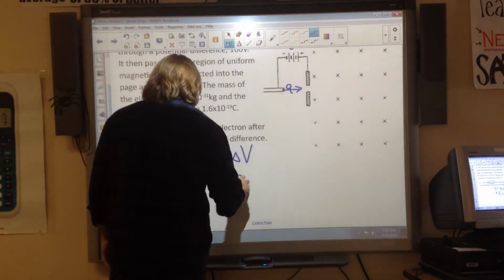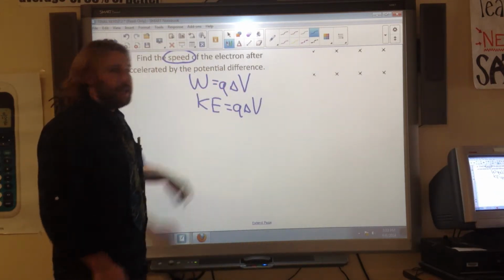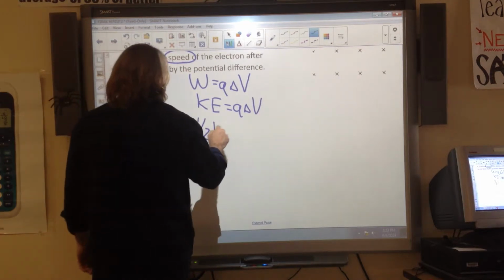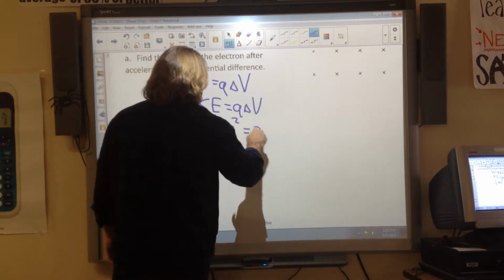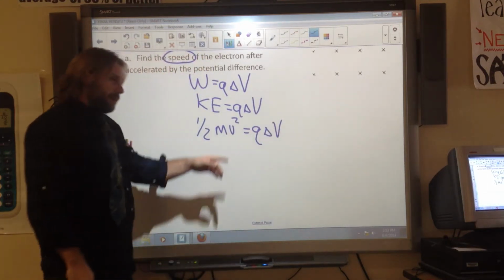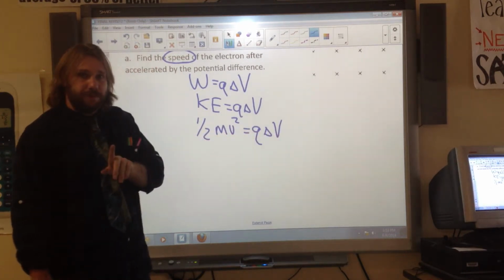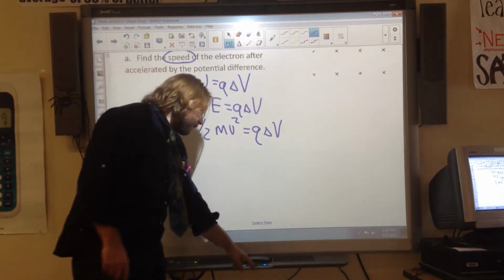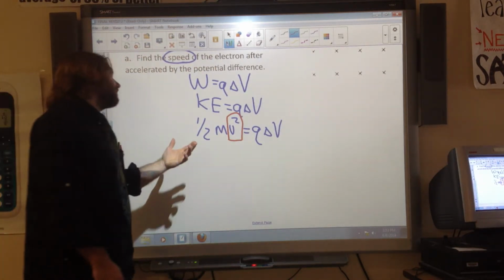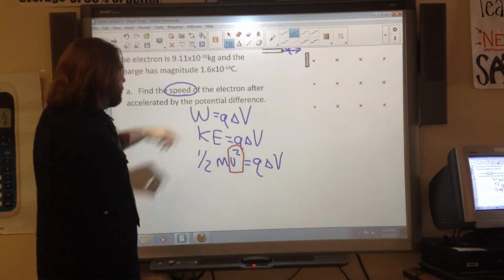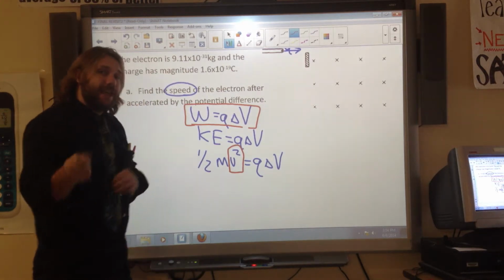KE is now going to be your q delta V. Whatever I get for work, I'll plug in and set equal to KE. And then I use my equation, 1/2 m v squared equals q delta V. I'm going to solve for this velocity. Remember, these two V's are different. This is voltage, this is velocity. Don't confuse them. I'm going to solve for this v, the velocity, using everything I'm given. That will give you your answer. Because we know we accelerated by a potential difference, that gave me energy from the potential difference, which is work. That energy is just KE, and I get it that way.